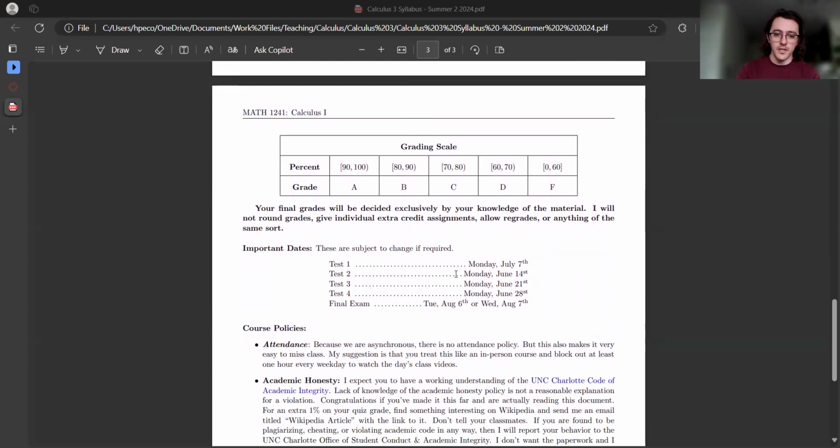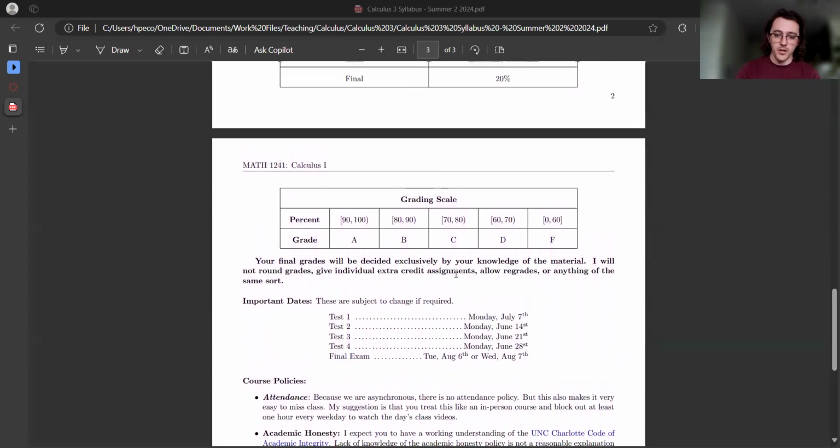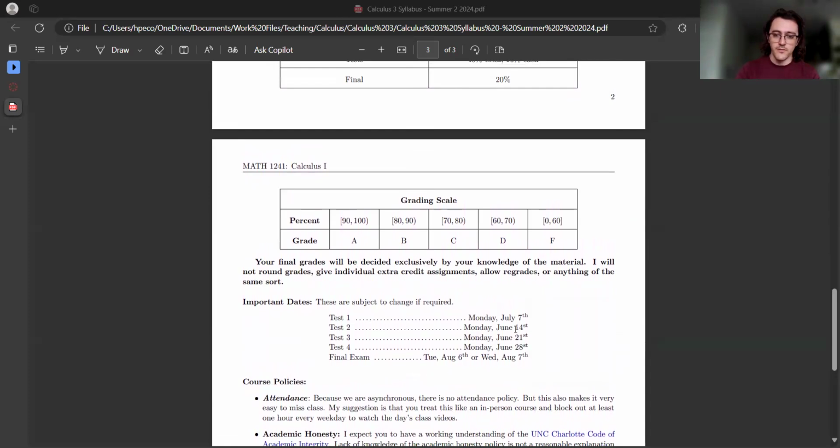And then you have some important dates to mark on your calendar here. So your 4 tests, mark these down. They're all multiples of 7. And then your final exam. So Tuesday or Wednesday. I don't know exactly when that is. I haven't checked, and I don't know if they've posted it yet. Probably not. And then course policies, attendance and academic honesty.